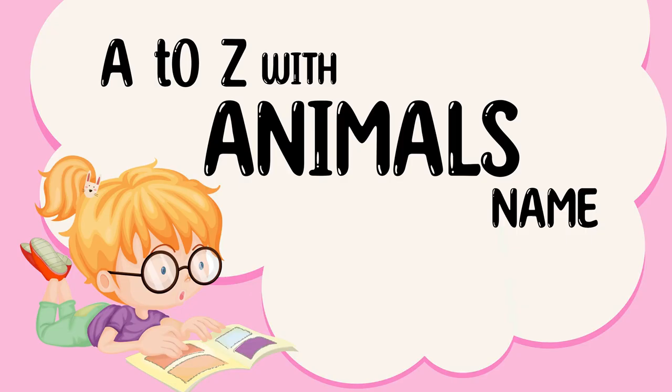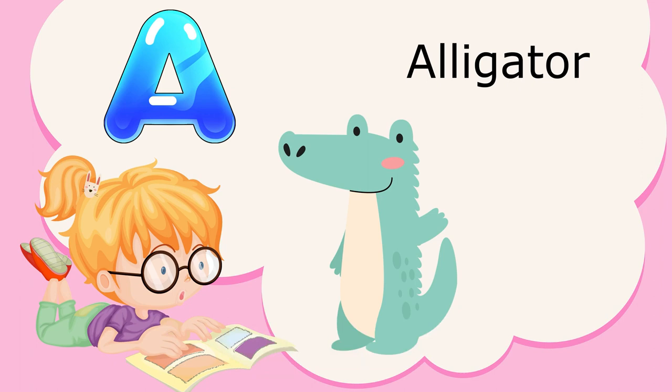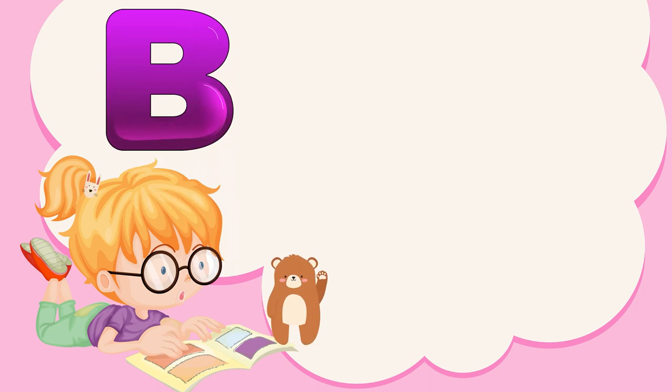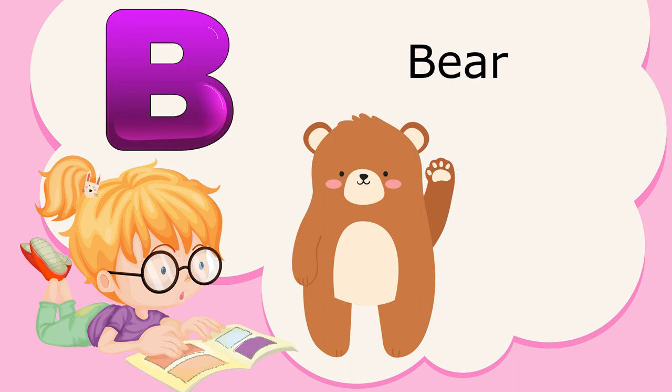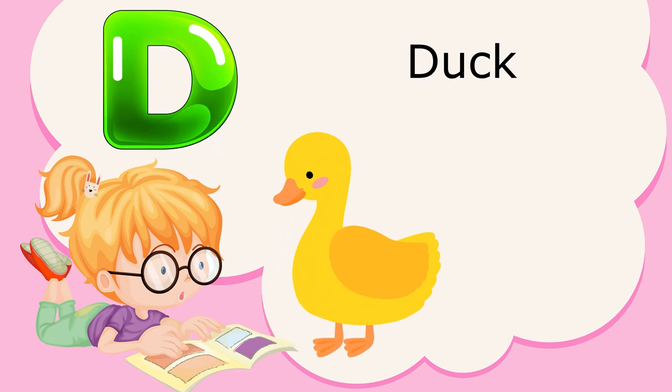A to Z with animals' names. A. A for alligator. A L L I G A T O R. B for bear. B E A R. C for cat. C A T. D for duck. D U C K.